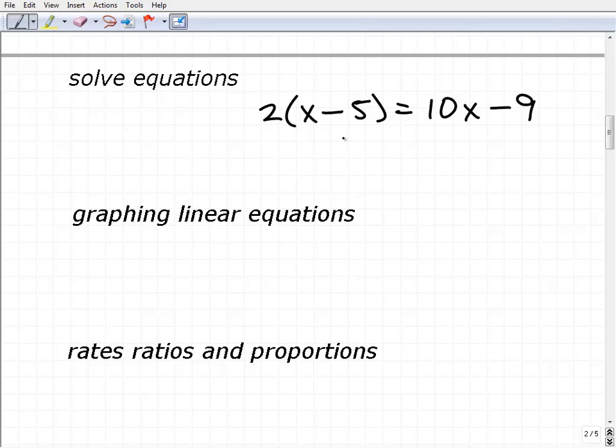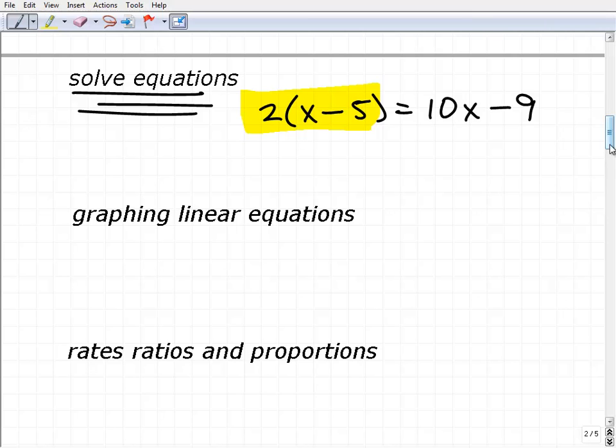So do you know how to solve this? Do you know the steps to solve that? Here you would do the distributive property, and then you would collect all the x's on one side, the numbers on the other side, etc. So it's a good amount of steps, and this is certainly a core skill that you're going to have to master, how to solve equations.